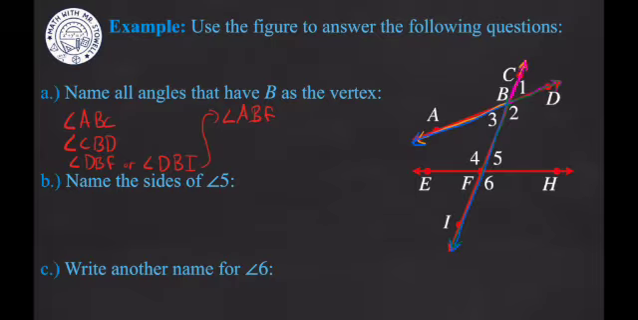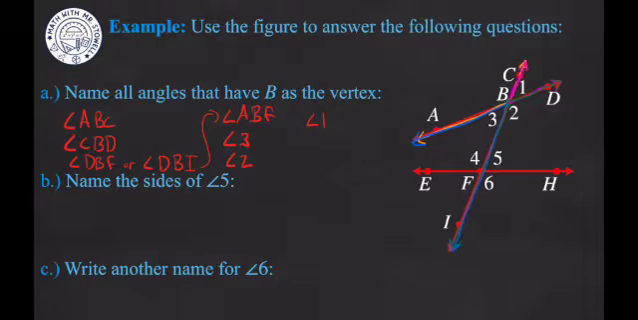Notice we also have those numbers. We could also say angle 3. That's that blue angle there. We could say angle 2. We could say angle 1. I kind of named all the angles, but there's some other variations that we could use as well. So there's a lot of different ways we can name all the angles with vertex B.